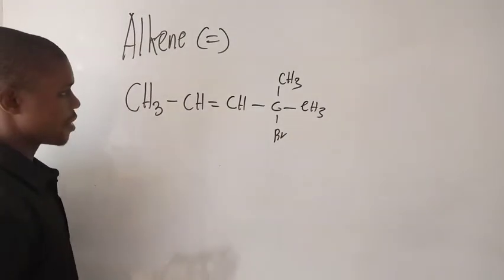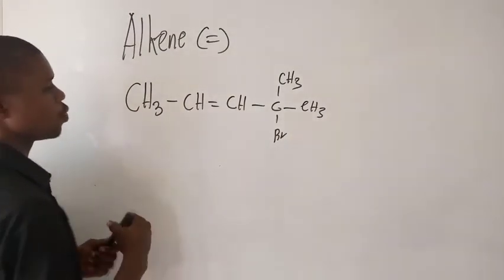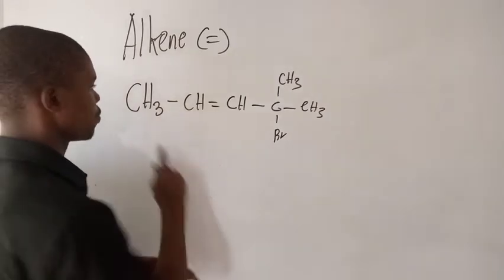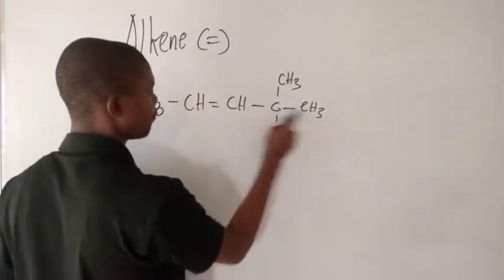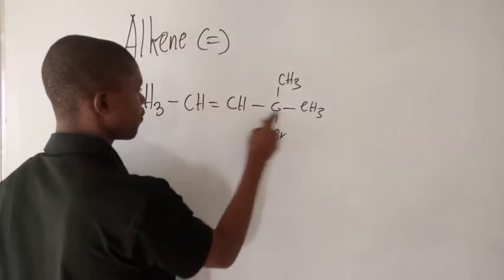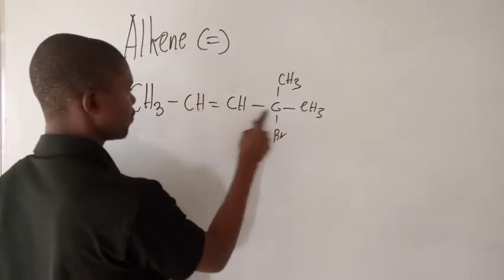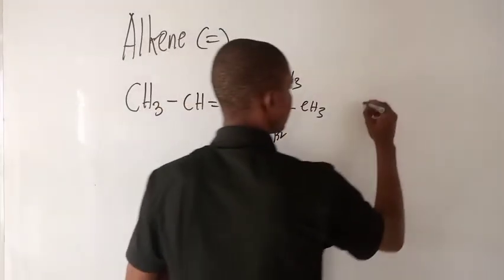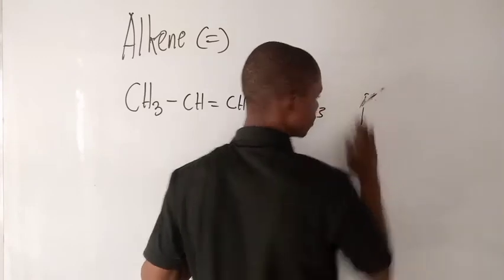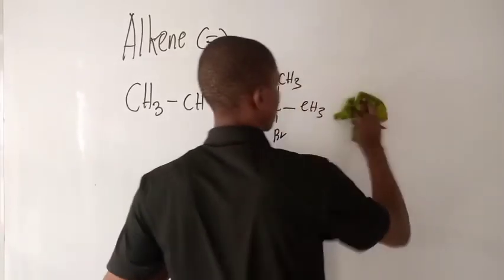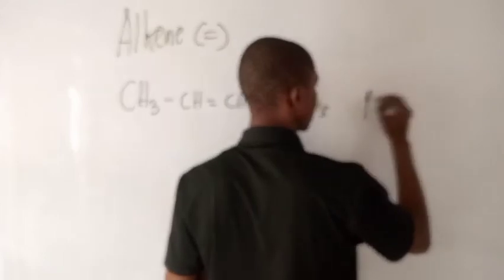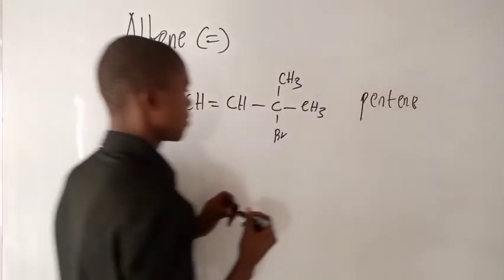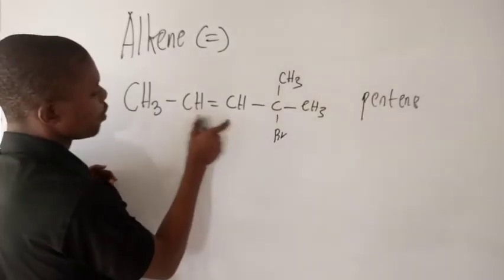Now I go to name this one here. First things first, we want to take the longest continuous carbon chain that contains the double bond. 1, 2, 3, 4, 5. Right? 1, 2, 3, 4, 5. So it's going to be pentene. You get pentene. But the position of the double bond matters a lot.